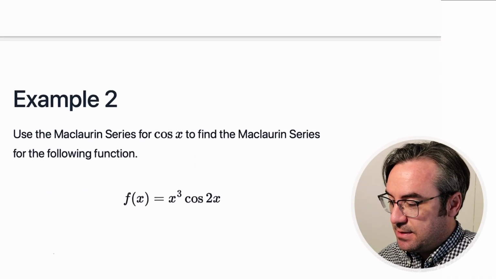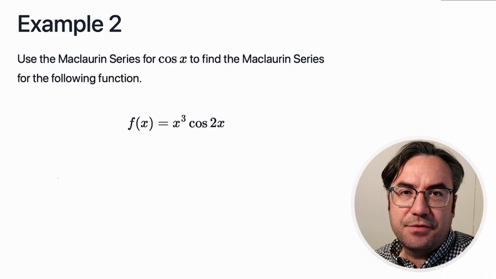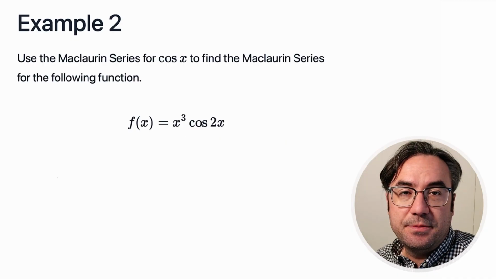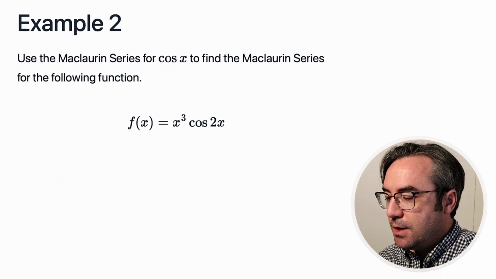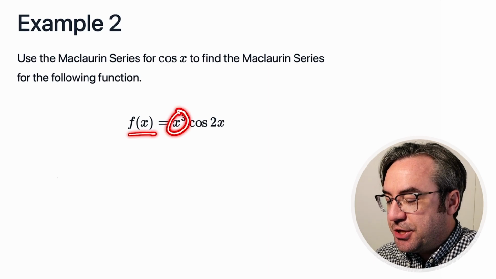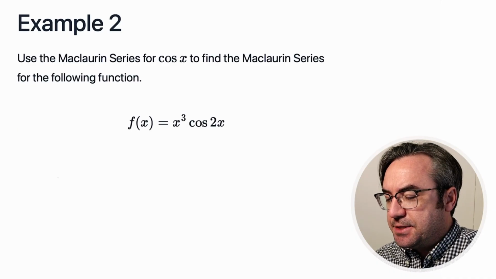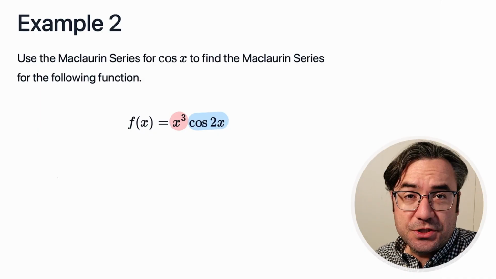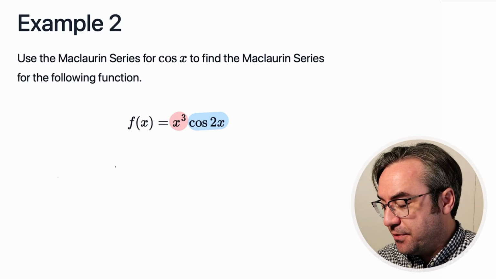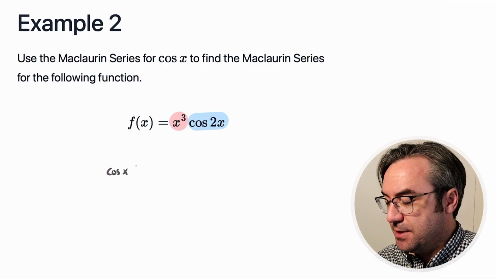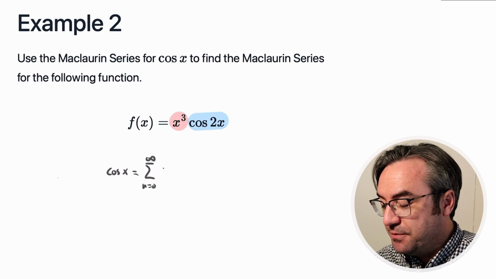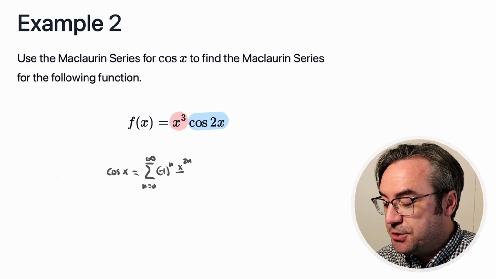All right. Let's look at another example. So now that we have the Maclaurin series for cosine x, let's use it to actually construct the Maclaurin series for a more complicated function. So we've got this function x cubed times cosine 2x. The x cubed part is just a basic power function that we're multiplying. And then we've got this cosine 2x. We're going to start with that, and we're actually going to start with plain old cosine x. So let's start with the Maclaurin series for cosine x, the one we just found. So this is going to be the sum from n equals 0 to infinity, negative 1 raised to the n, x raised to the 2n over 2n factorial.